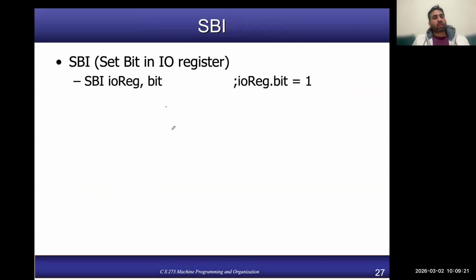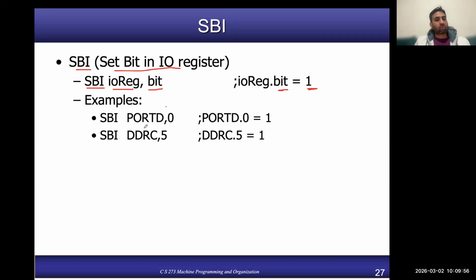So for that, I can use bit manipulation instructions like SBI, right? It will set the bit in an IO register. So you can set the value of only a single bit in a given register. What is the syntax? You first write the name of the operation, SBI, set bit in IO register, then the name of the IO register, and the index of the bit which you want to set equal to 1. Whatever index you provide, the bit at that location will be set equal to 1.